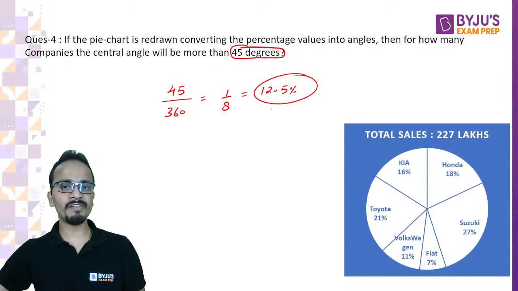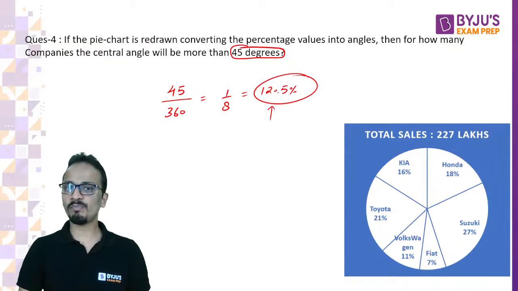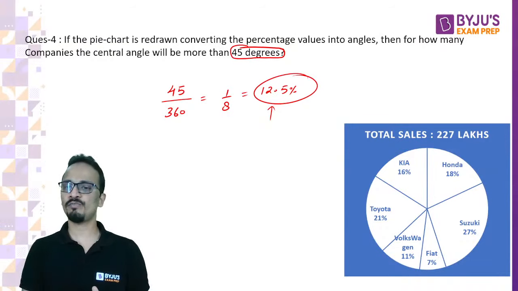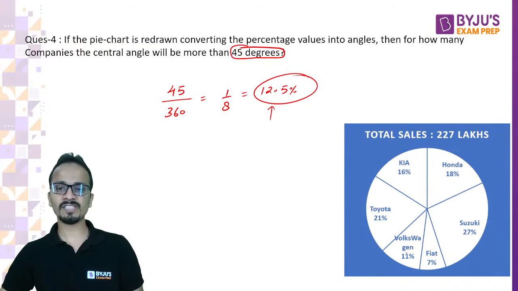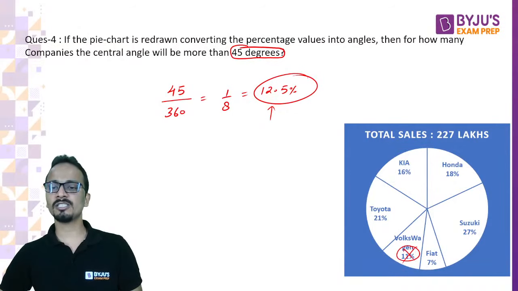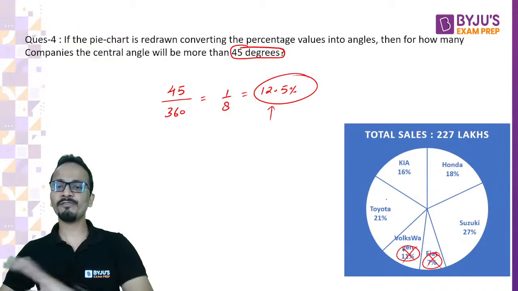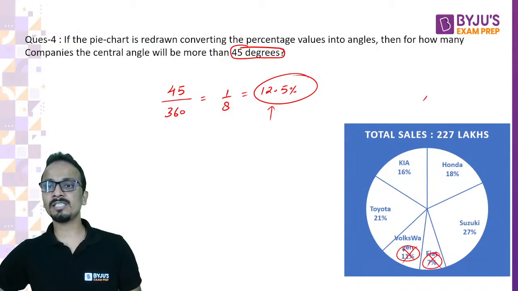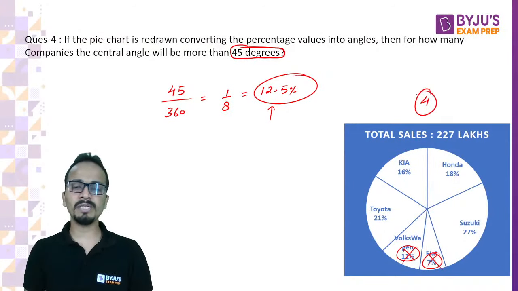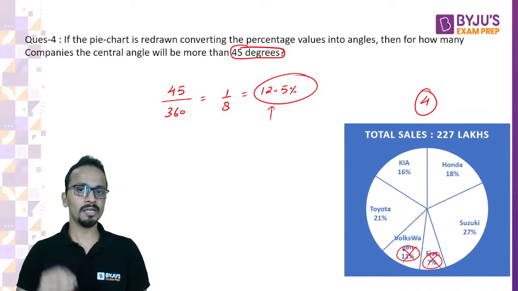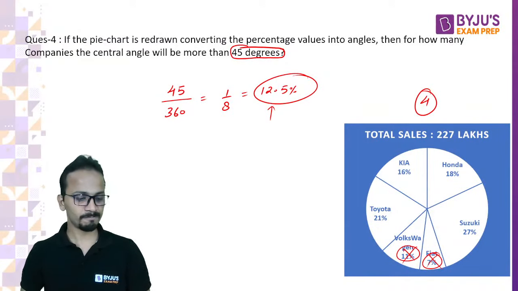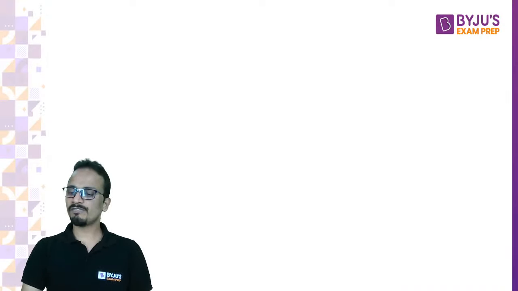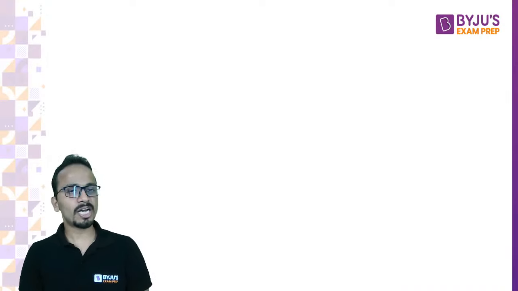I've converted 45 degrees to the percentage 12.5. So I'll just check how many of these percentage values are more than 12.5. Who is more than 12.5? This one is not, and the remaining 4 are more than 12.5. So the answer is, there are 4 companies whose central angle will be more than 45 degrees. All right, great. So this was the first set of pie charts.